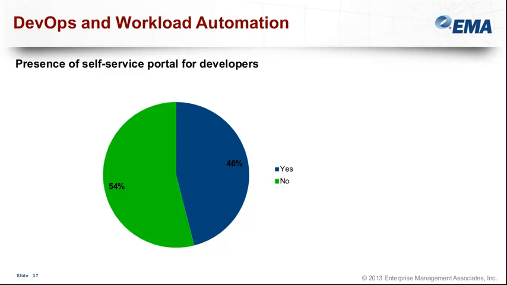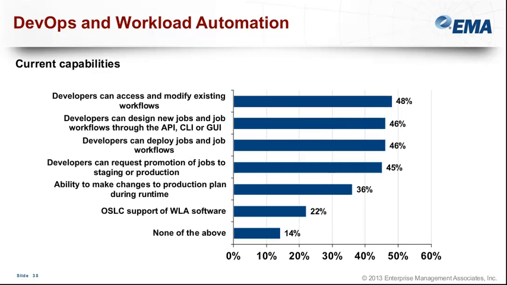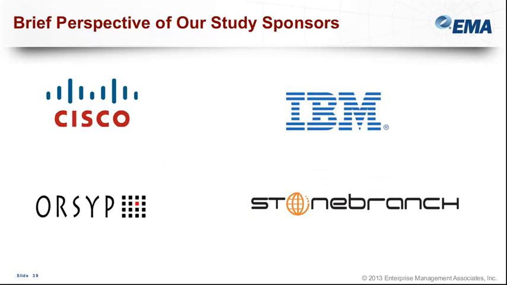That's my personal opinion. From a DevOps perspective, important, almost half of the companies have a self-service portal where developers can access workload automation capabilities through CLI, through API, or through graphical user interface. So here you see it a little bit broken down, the current DevOps capabilities. Developers can access and modify workflows. They can deploy jobs and job workflows, all types of things that you can take a closer look at when you actually see the study in writing.